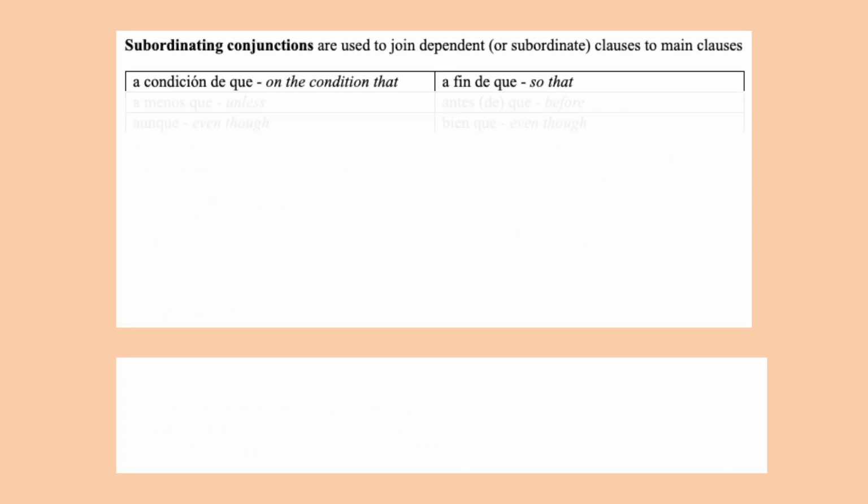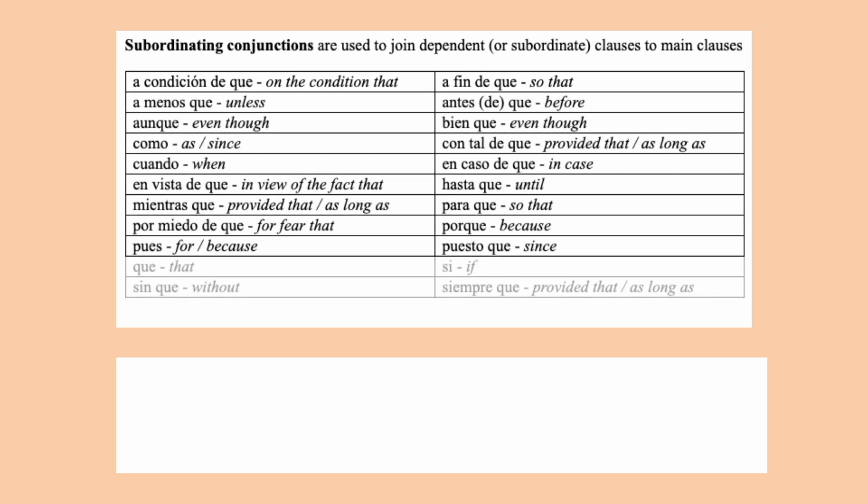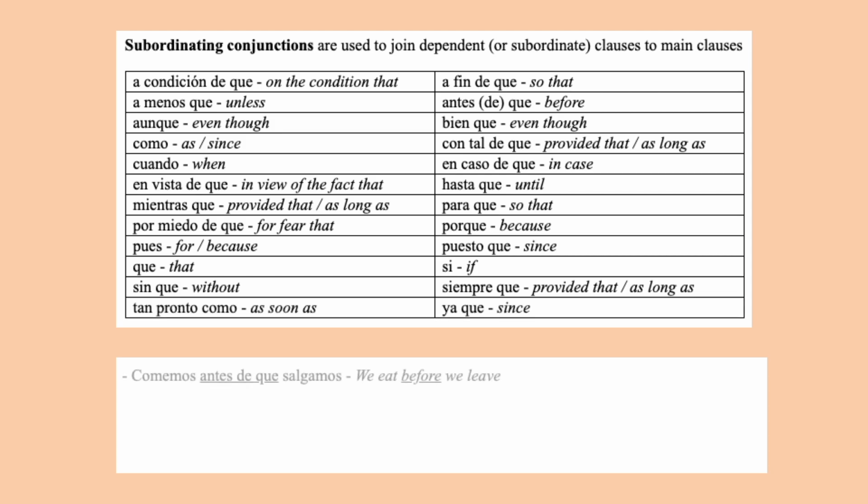There are also plenty of subordinating conjunctions. Comemos antes de que salgamos. Estudio para que saque buenas notas.